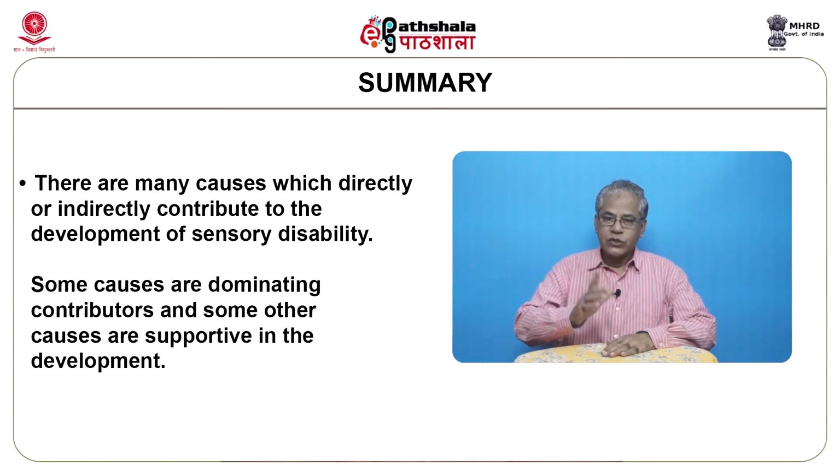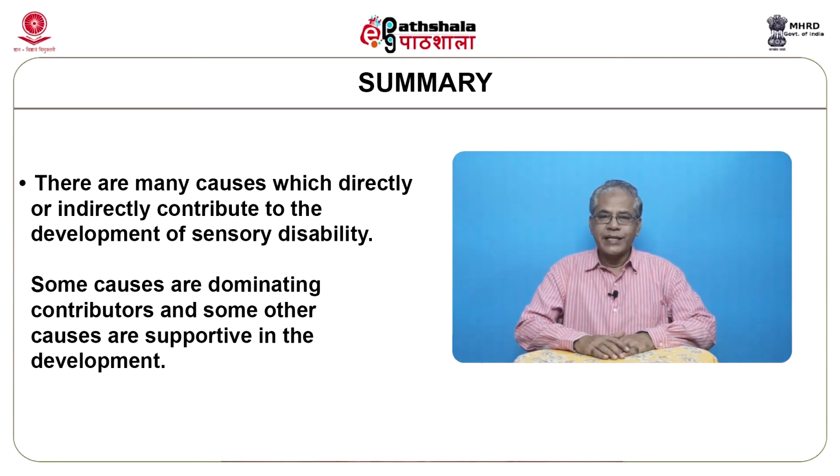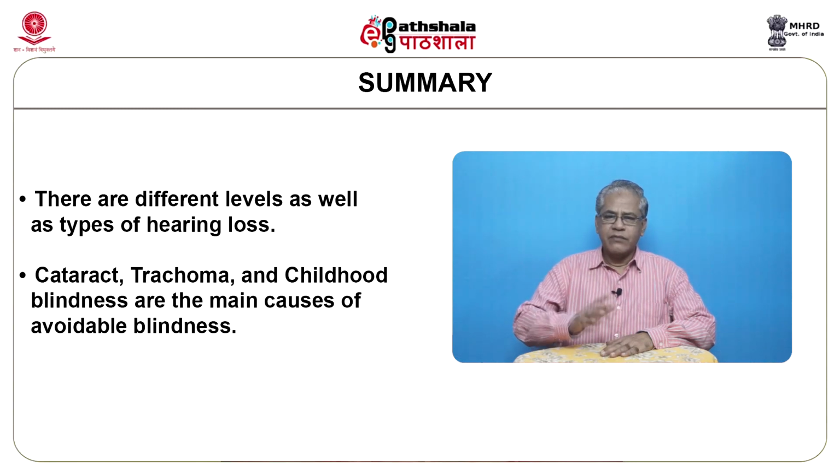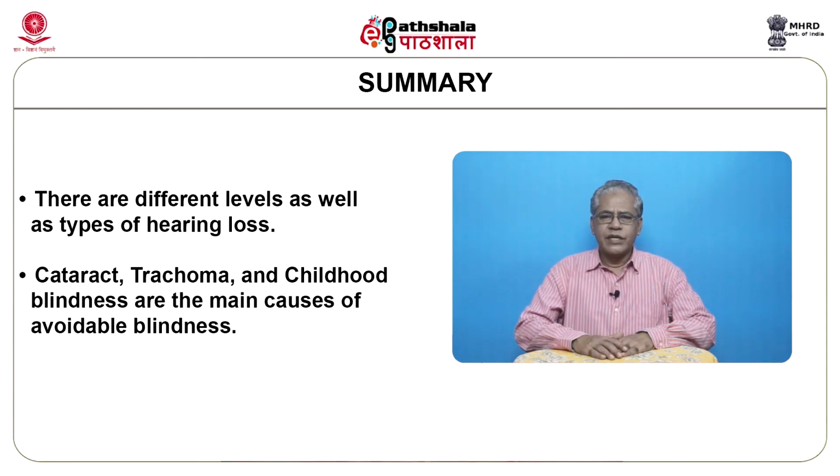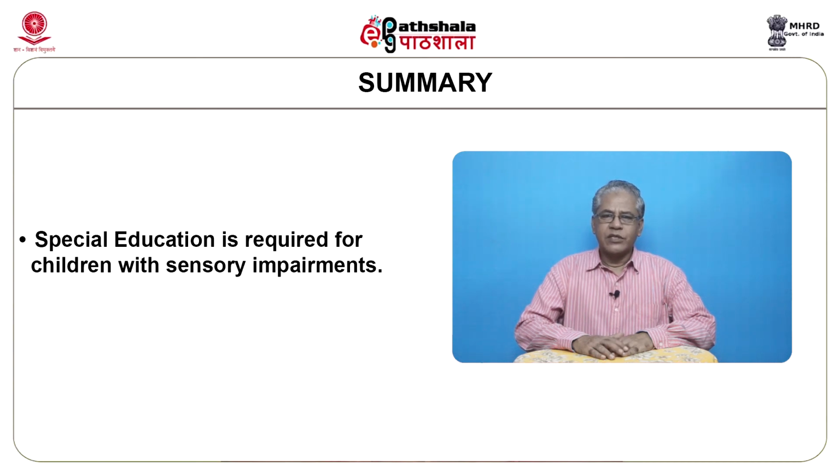There are many causes which directly or indirectly contribute to the development of sensory disability. Some causes are dominating contributors and some other causes are supportive in the development. There are different levels as well as types of hearing loss. Cataract, trachoma, and childhood blindness are the main causes of avoidable blindness. Special education is required for children with sensory impairments.